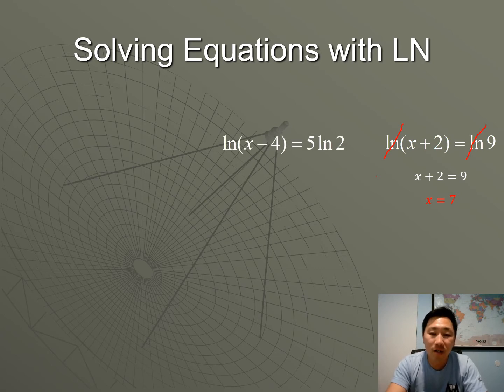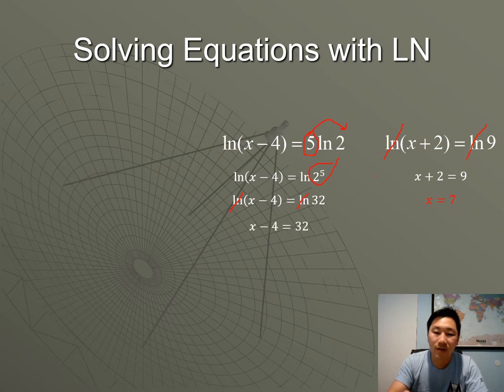This one, there's one on each side. Before you cancel out though, let's go ahead and move this 5 up here to get that. Obviously we know 2 to the 5th power is 32. Now we can just go ahead and cancel the natural logs on both sides, and we're left with a very simple x minus 4 equals 32. Add 4 to both sides, and the answer is x equals 36.